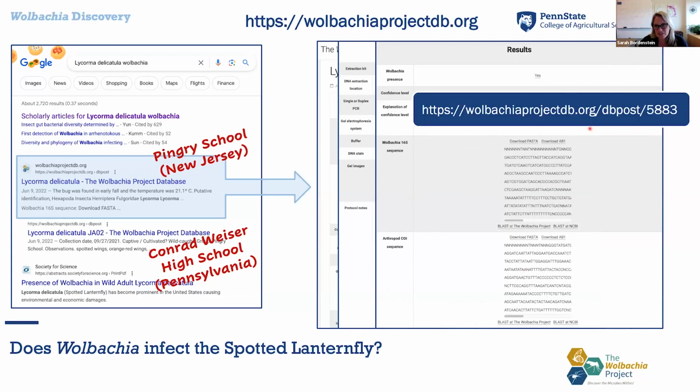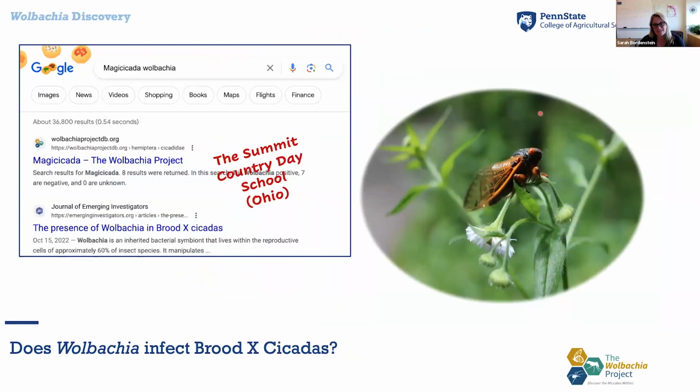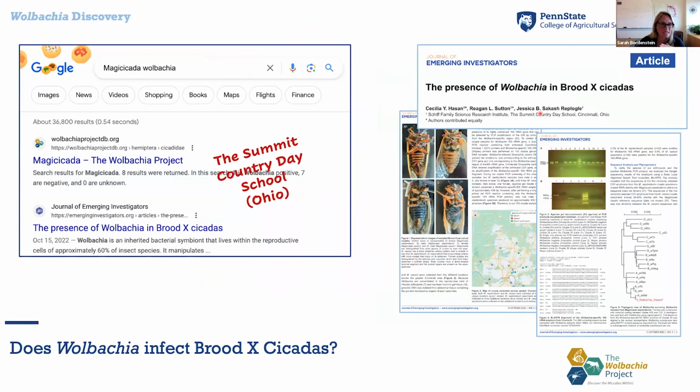Importantly, each one of these entries has a unique URL. So these students, whether they be high school or college, can use it on their college applications or job resumes as evidence that they have used and know how to perform these skills. Alternatively, I've had students look at Brood-X cicadas. And again, if you Google the cicada with Wolbachia, you'll see that some of the top results are from high school students. Not only did these students enter it into the Wolbachia project database, but they also went on to publish their results in a journal for young scientists.